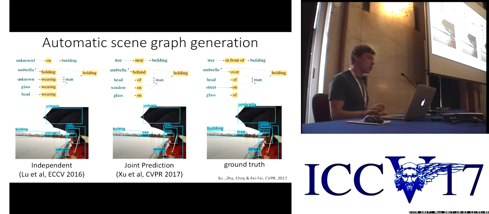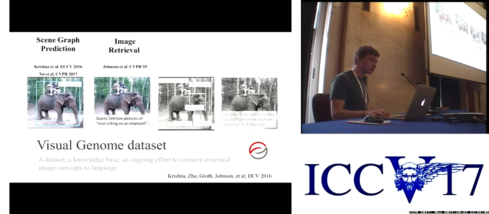So this ends up allowing us to input an image and then output a scene graph describing the image. And as you can see, this ends up predicting things like a tree near a building, umbrella behind the man, a man holding the umbrella, which gives us this very rich representation of the scene. So this is one interesting thing we can do beyond object detection, is working directly with scene graphs.